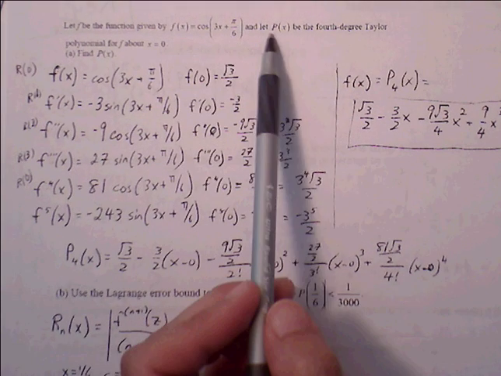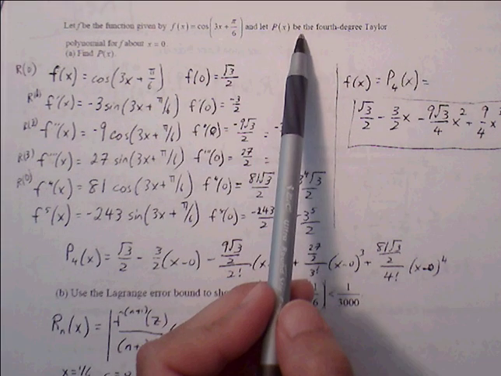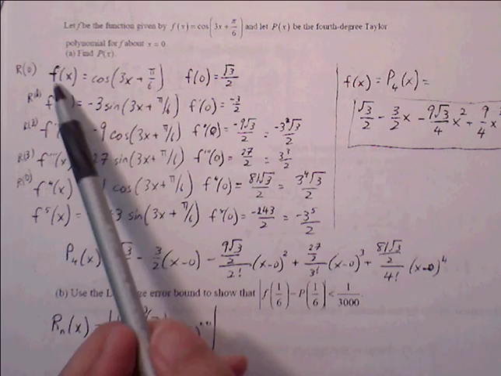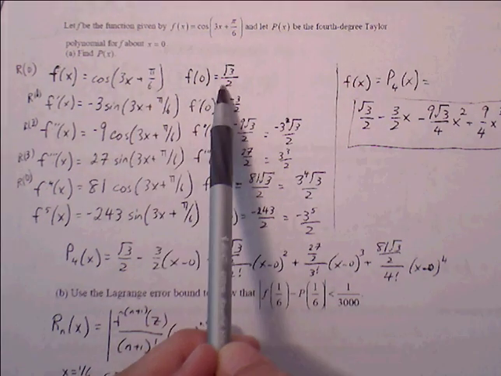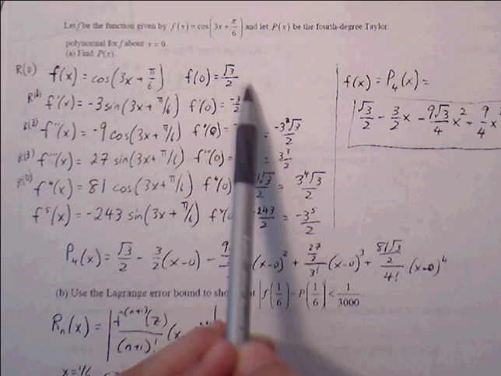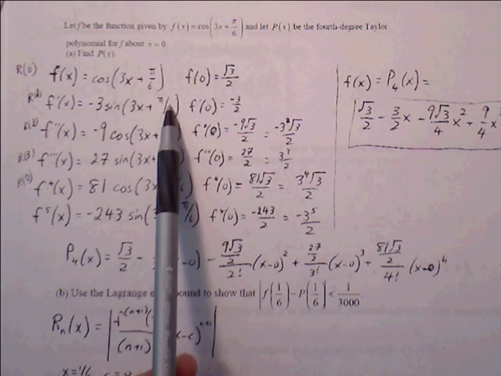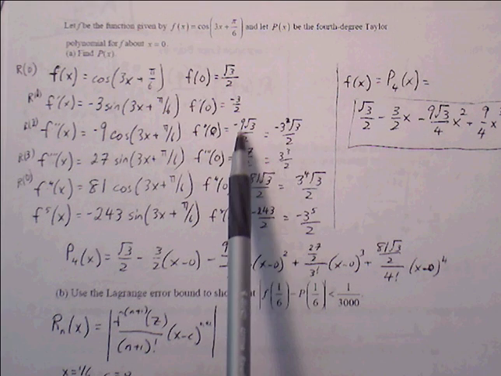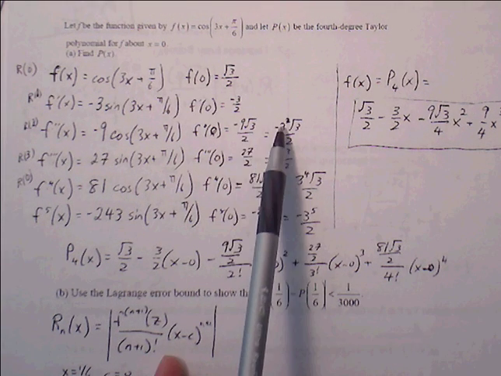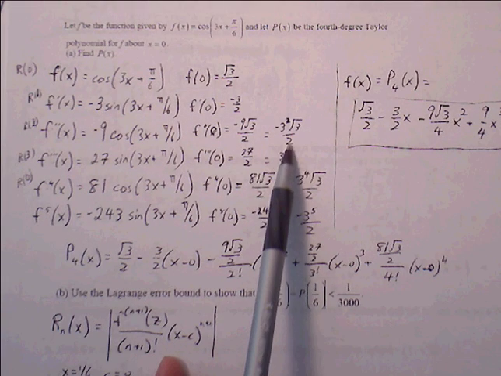Okay, so we're going to evaluate each of these derivatives at 0. So plug 0 in for x. And plugging in 0, we can evaluate f to give us root 3 over 2. F prime of 0 will be negative 3 halves. F double prime will be negative 9 square root of 3 over 2. I'm going to rewrite it as negative 3 squared root 3 over 2.